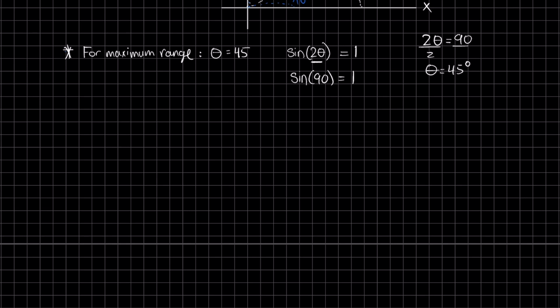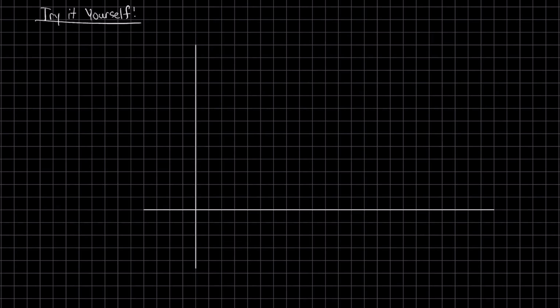Let's go ahead and end with a try-it-yourself problem. So here are the paths of two different balls. This is path number 2, and this is path number 1. The question is, which ball is in the air for a longer time?